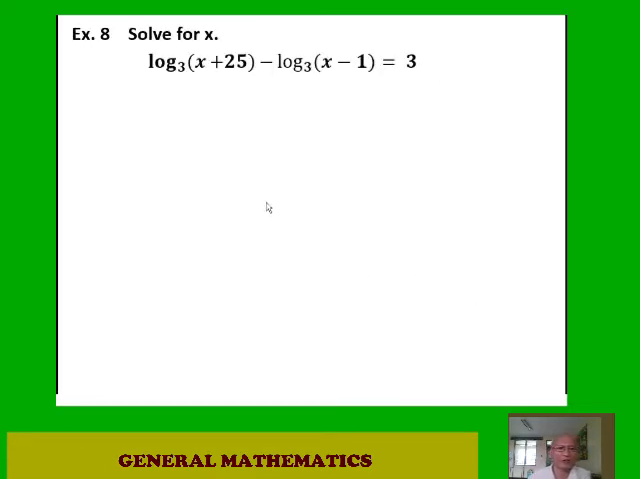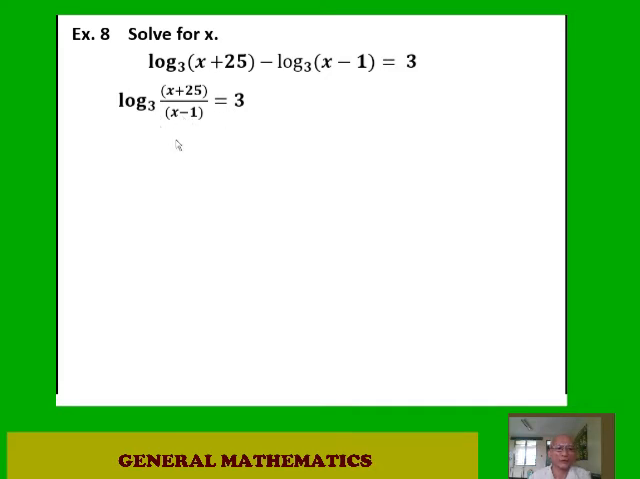Next example, solve for x. Log of quantity x plus 25 base 3 minus log x minus 1 base 3 equals 3. We can express the logarithmic terms in a single logarithm with the same base. So log of x plus 25 over x minus 1 base 3 equals 3.